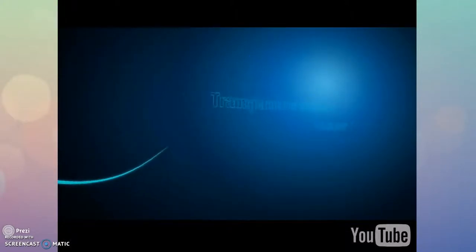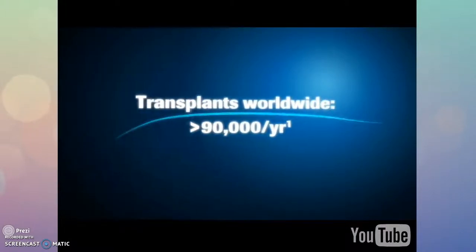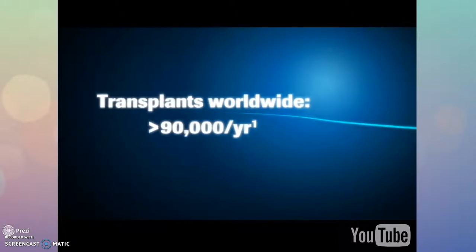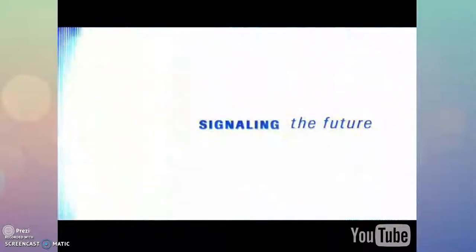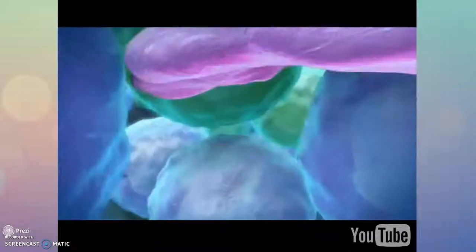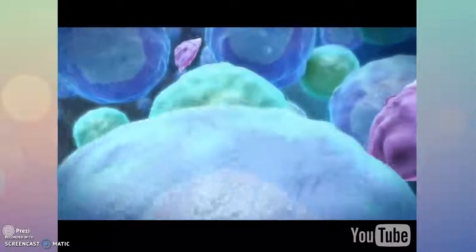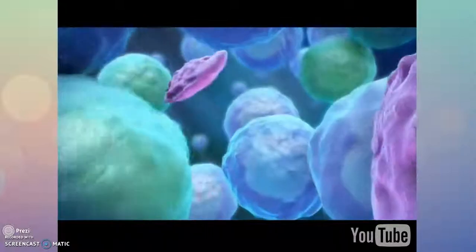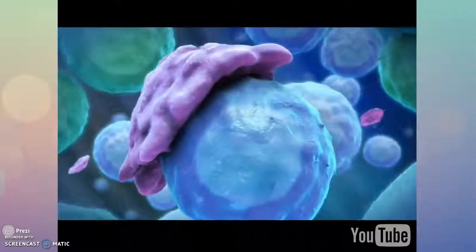Success rates in solid organ transplantation continue to rise. Yet each measure of success brings with it a new set of challenges. Signaling the future, targeting co-stimulatory pathways. The quest to improve long-term outcomes begins with an exploration of the initial cascade of events that occurs within the immune system. Once an organ is transplanted, the body mounts an immune response against the allograft.